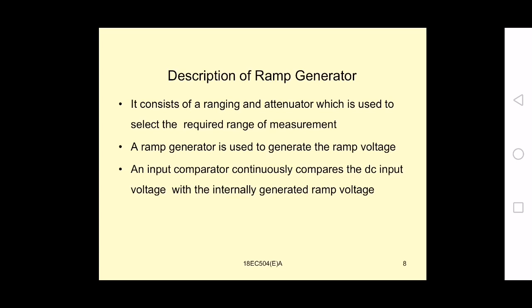The input comparator continuously compares the input coming from the ranging attenuator voltage with the internally generated ramp voltage.